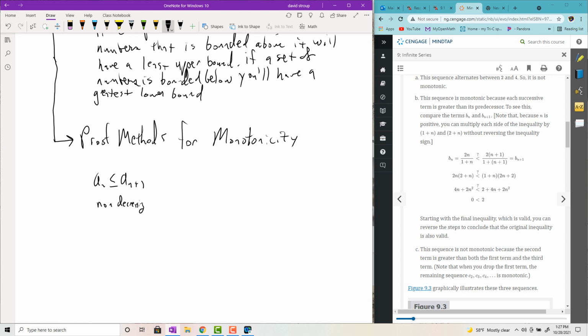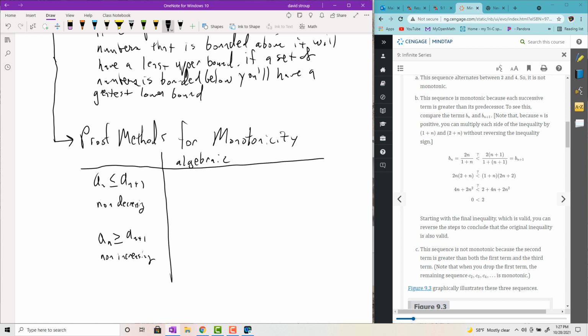Or you want to show that a sub n is greater than or equal to a sub n plus 1. In other words, it's non-increasing. So the first kind of tools are algebraic tools, and that's what the book is doing in that example there to the right. For the algebraic tools, the first method is, all you really have to do is manipulate this inequality.